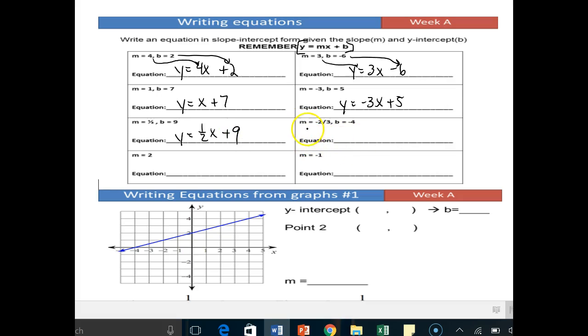What's the equation for a slope of negative 2/3 and a y-intercept of negative 4? y equals negative 2/3. Notice it doesn't matter where you put the negative sign. You can put it up with the 2, you can put it down with the 3, you can put it out in front of the whole fraction, doesn't matter. So y equals negative 2/3 x minus 4. And then an equation where the slope is just 2. They don't give you a y-intercept, that's just y equals 2x. Notice my y-intercept is missing. And then where the slope is just negative 1, that's y equals negative 1x or just negative x. Okay, that's the end of part 2.